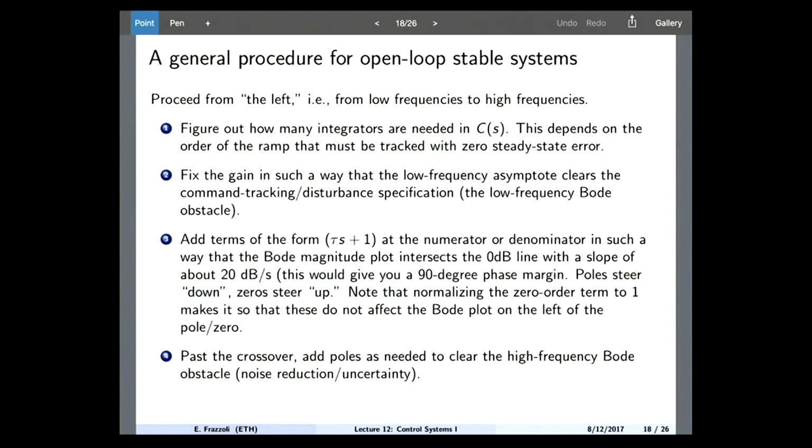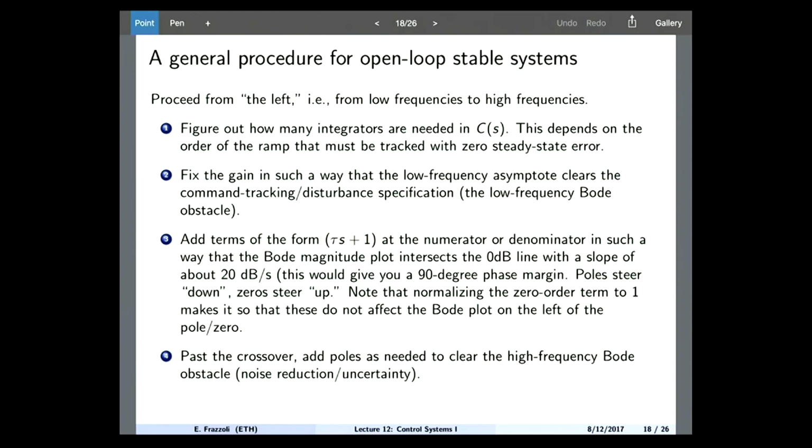Easy. Then you will start inserting terms of the form tau s plus 1, okay? The reason why I put this thing as tau s plus 1 is that in this way they do not affect the low frequency gains, okay? And essentially here what you're doing is just steering the loop transfer function in such a way that the Bode magnitude plot intersects the 0 dB line at the crossover frequency that you want.